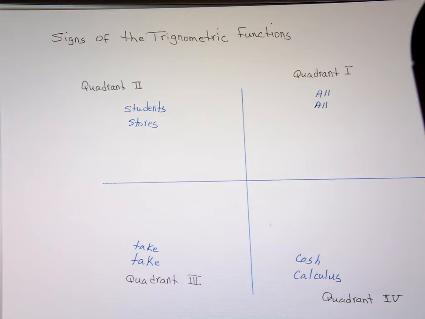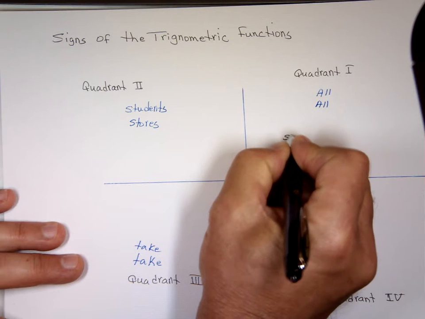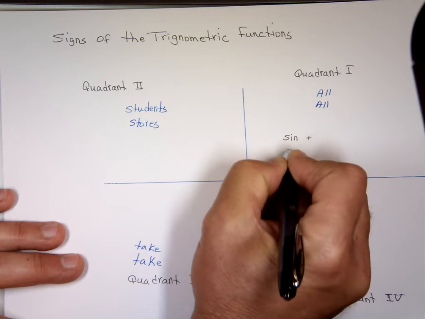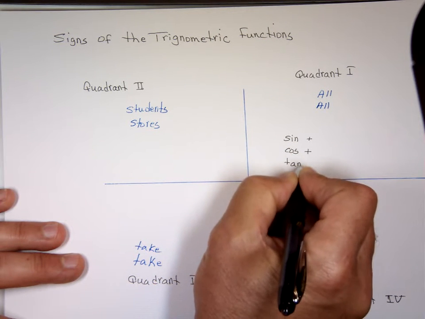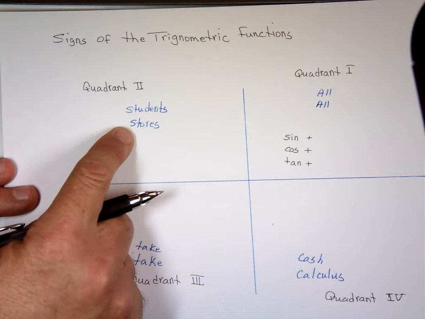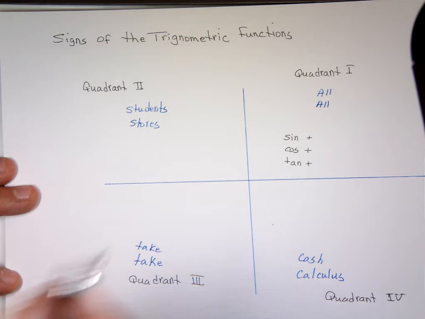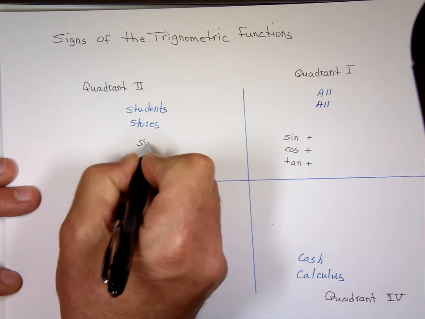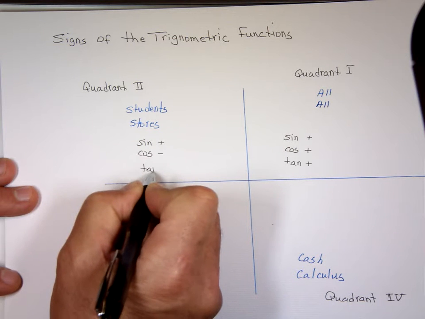And what does that mean? Let me talk about the first three trig functions, the sine, cosine, and tangent. The sine is positive here. The cosine is positive here. And the tangent is positive here. That's what that means. All three of them are positive in this quadrant. Now, out of these three, which one begins with the letter S? Only the sine is positive here. The cosine is negative, the tangent is negative.